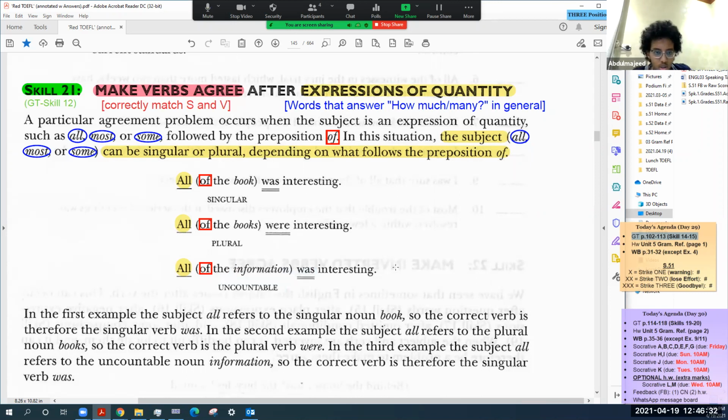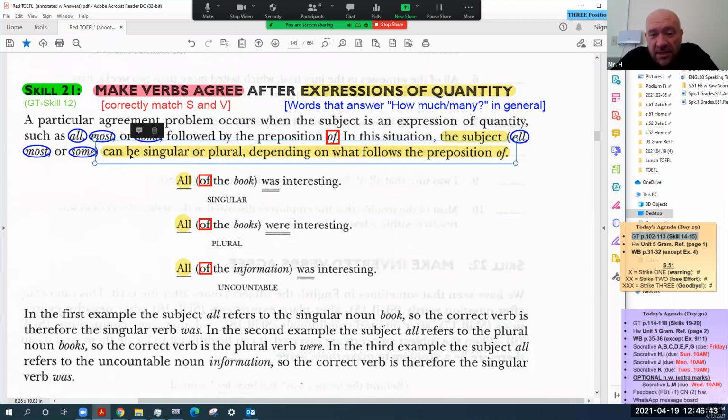Bingo. Information is uncountable. So in this skill, what does it say about the subject? It can be plural or singular. It just depends on the noun that follows of. You understand?